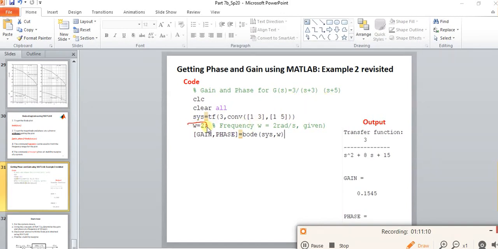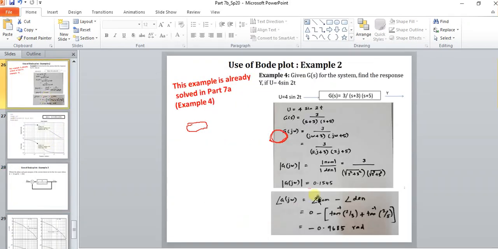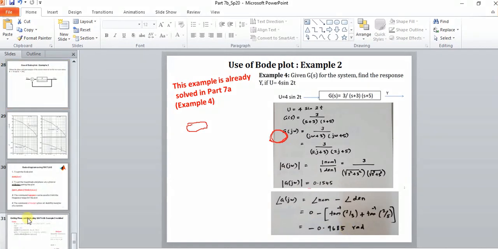Now I am fixing my omega because I want the gain and phase only for this frequency. Now after fixing this frequency, I give this command, gain, phase equals bode within brackets sys, omega. Means now I am specifying that I want this phase and gain only for that radians per second, that is 2 rad per second, and this is the output I got. Again, you can compare this gain and phase with what we got before. Gain was 0.1545 and phase was minus 0.96185 radians. Now let us see what is the number we are getting here.